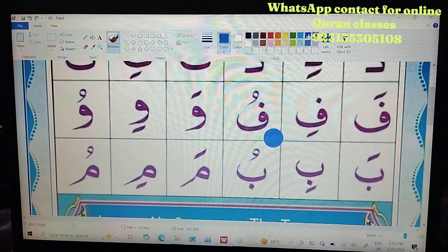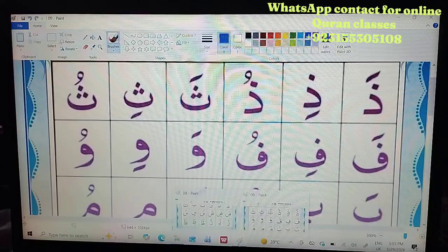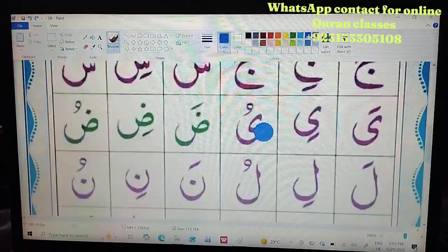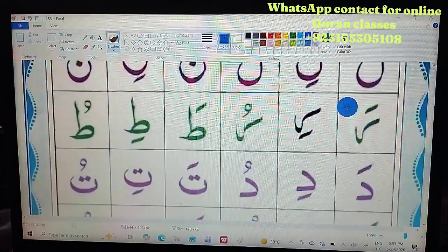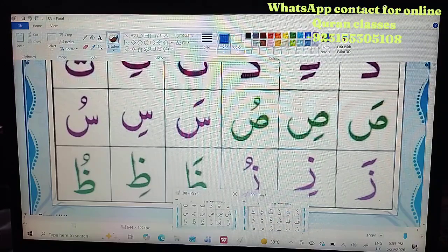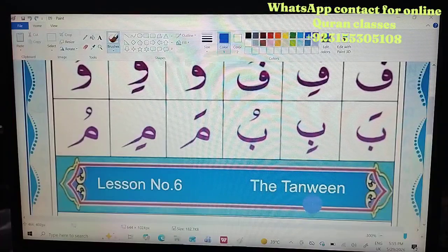So dear students, Alhamdulillah, we have completed the lesson of Haraka, the movements, with the name of Allah. Inshallah, tomorrow with the next lesson we will start another lesson, the Tanween. So this is enough for today, inshallah. See you with another lesson.